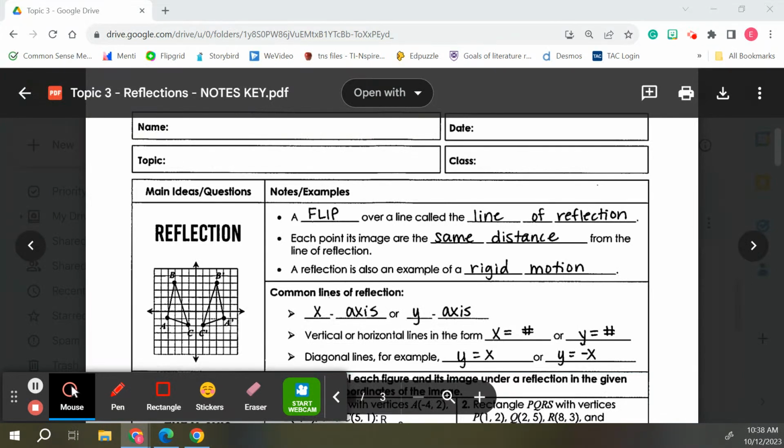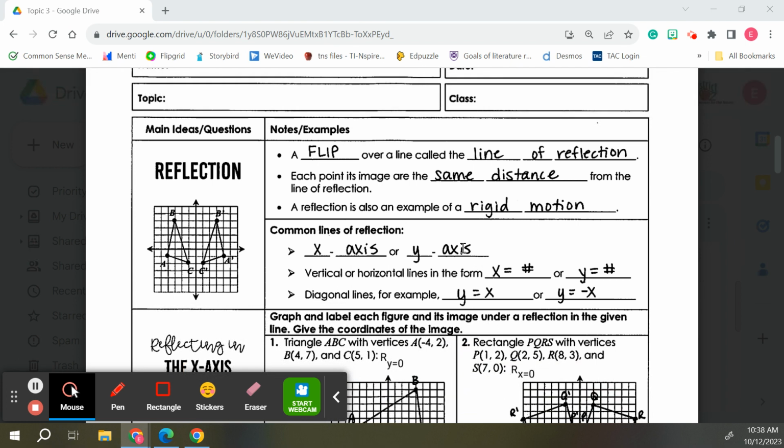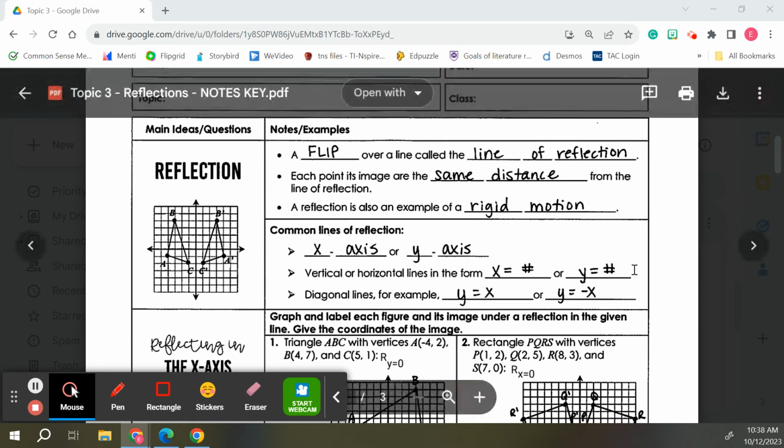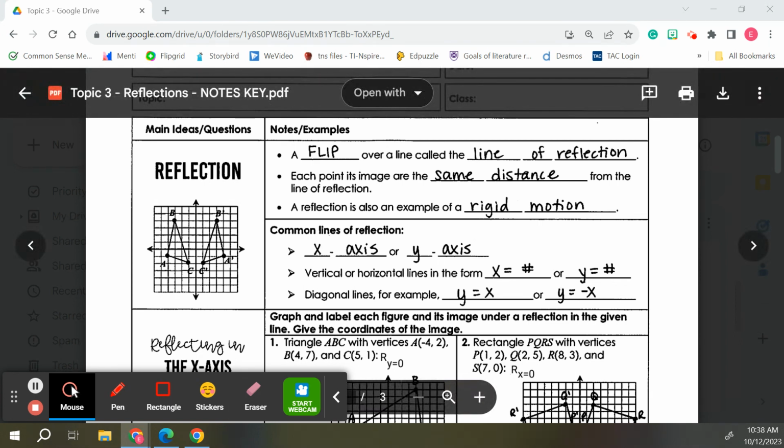Yeah, when it preserves the size and the shape, that means all sides are congruent, all angles are congruent, which means all we're doing is taking the shape and moving it in a different direction in the coordinate plane. We're not doing anything else with it, okay? So some common lines of reflection are the x-axis or the y-axis. You have a vertical or horizontal line in the form of x equals a number or y equals a number. And we have diagonal lines.